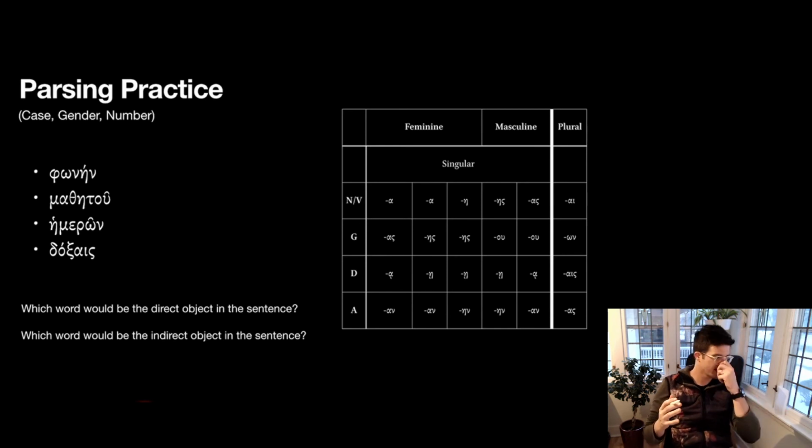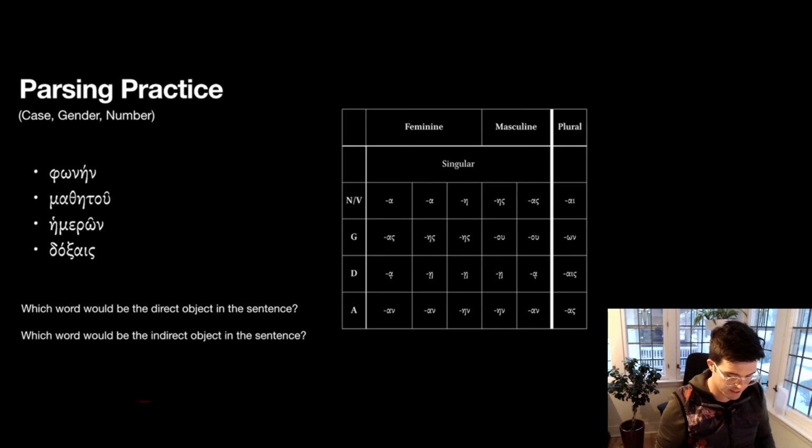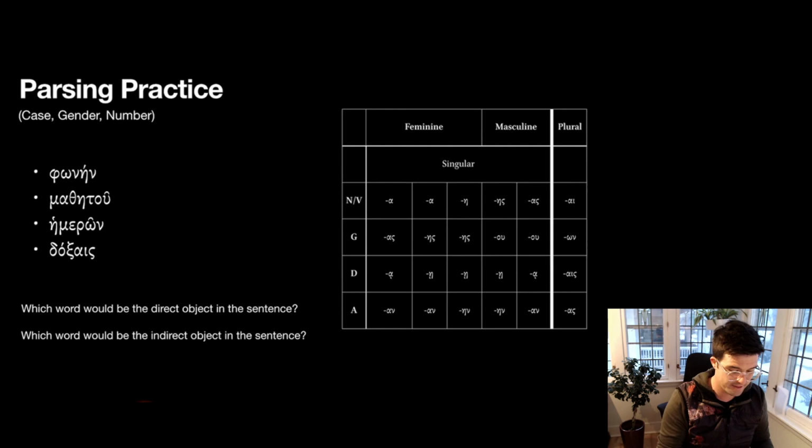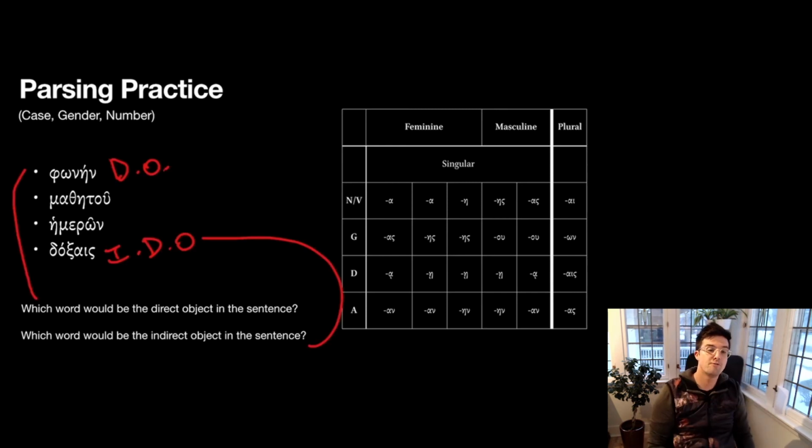And once again, having given you those answers and this information, I want you to answer these questions right here. Which of these words would be the direct object in a sentence? And which of these four words would be an indirect object? So phonane, in the accusative case, would be a direct object, and doxase, as a dative, would be an indirect object.